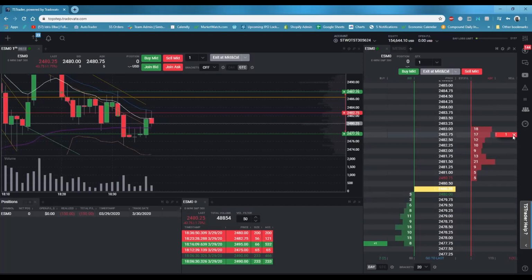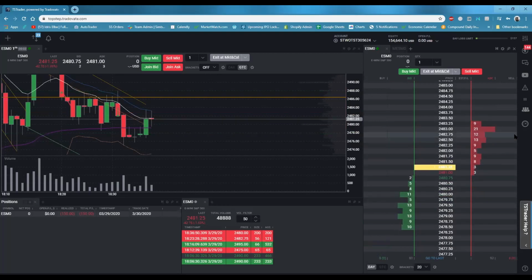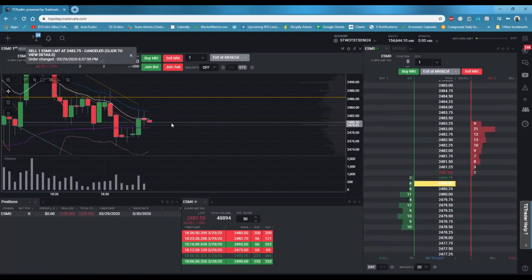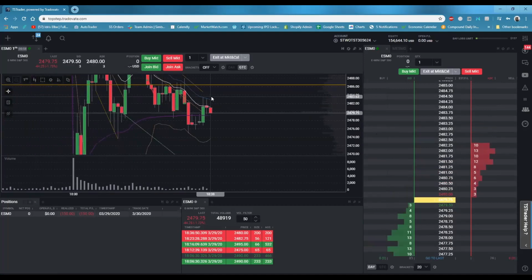So we can take off this order. We'll wait for quick action. Maybe we'll get another quick wick up. But otherwise, we don't want to consolidate too long here, get scared, and then eventually pump out of it. So we'll just cancel the order. Okay. So now we're going to go back down. We see we're going down.